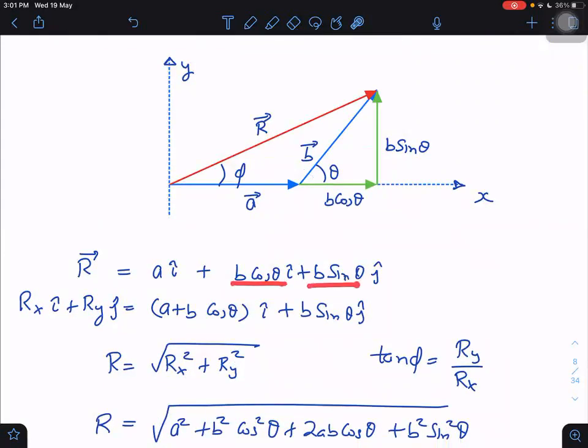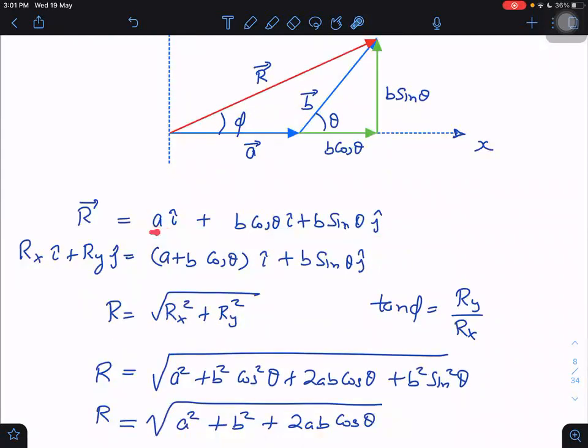I am able to split it into components, B cos theta i cap, B sin theta j cap, and then I can add these. If I add these now, what do I get? Take i cap components together. If I take i cap components together, I will be getting A plus B cos theta i cap, right or not? A plus B cos theta i cap, and separately B sin theta j cap.